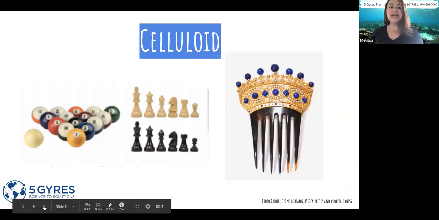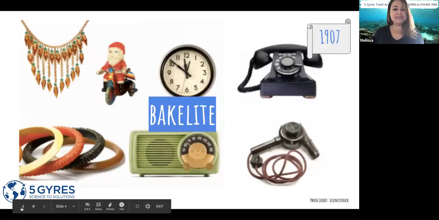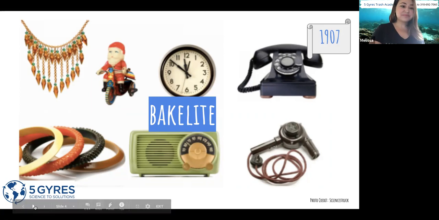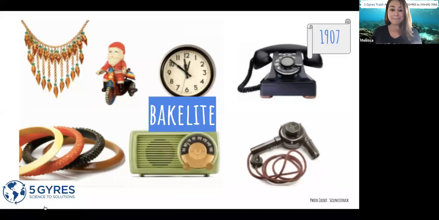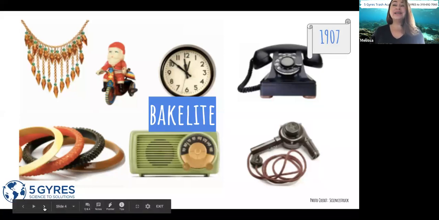Over the next few decades, celluloid and similar forms of plastic started being used for all sorts of new products, such as film for photographs, piano keys, and even false teeth. Then, in 1907, a new form of plastic was invented. It was called Bakelite, and it was an incredible new material. It was so strong and durable, and it could withstand heat and electricity. It was used for all sorts of items like telephones, hair dryers, radios, clocks, cameras, and microphones.